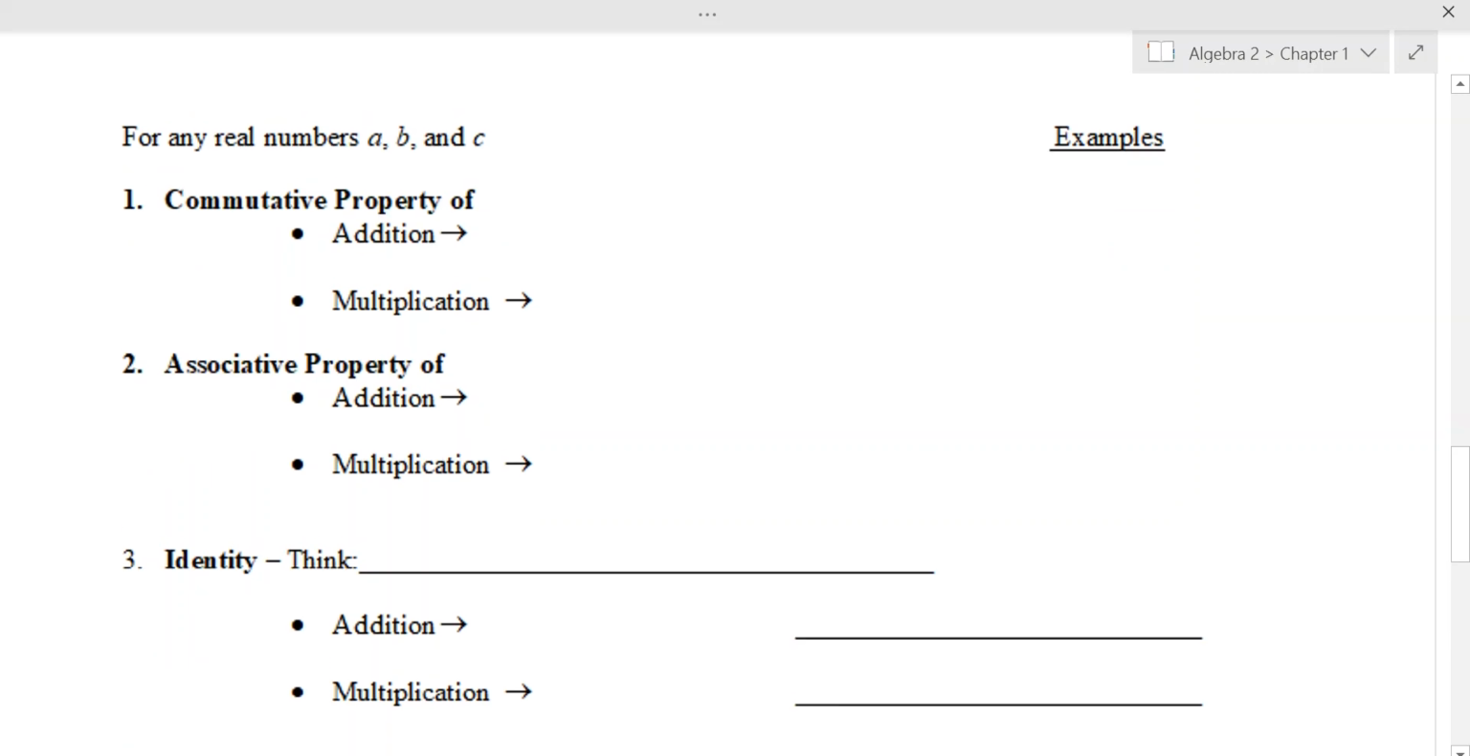All right, the second half of this is just all the properties that you need to know. First one is the commutative property of addition, which is saying if we have a plus b, that is the same thing as b plus a. For example, if we said 3 plus 4, that's the same thing as 4 plus 3.